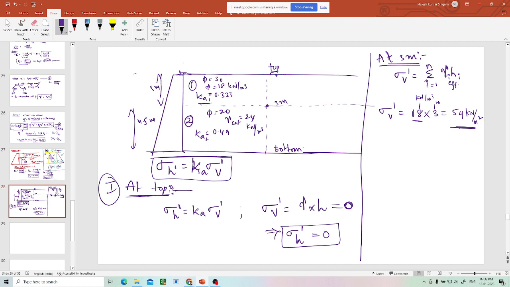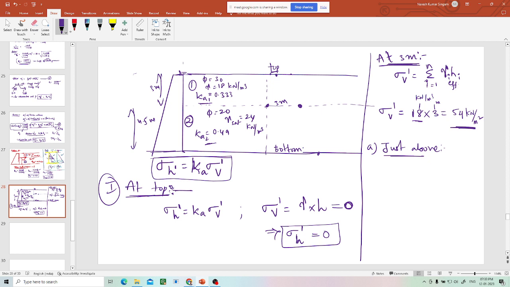Whereas now, when you are using K value, from here to here you will use one K value, that is fine. But from here to here, you have to use this other K value, right? Because of that, at this point you have to use two different K values. That's why I'll write at 3 meters, just above, and just below.